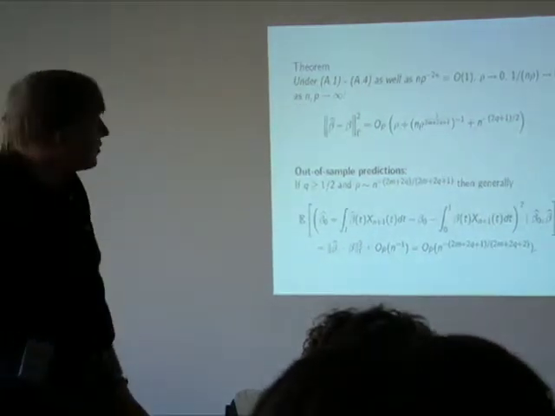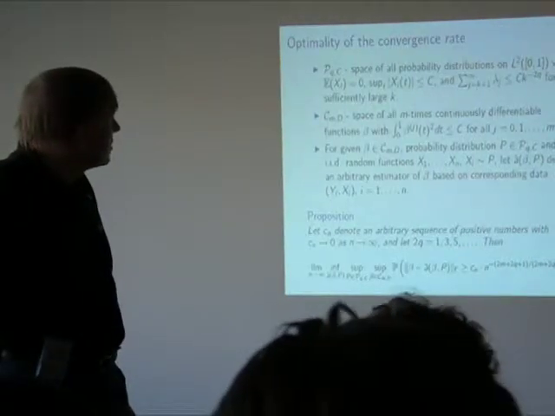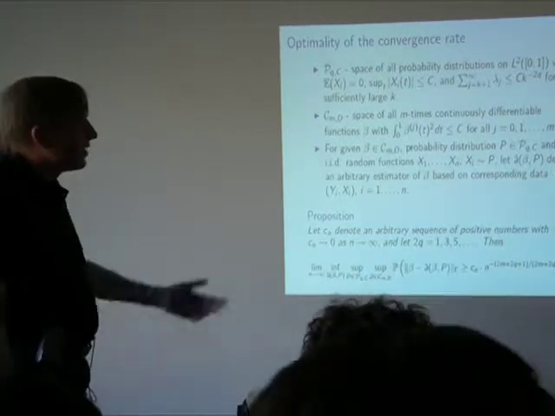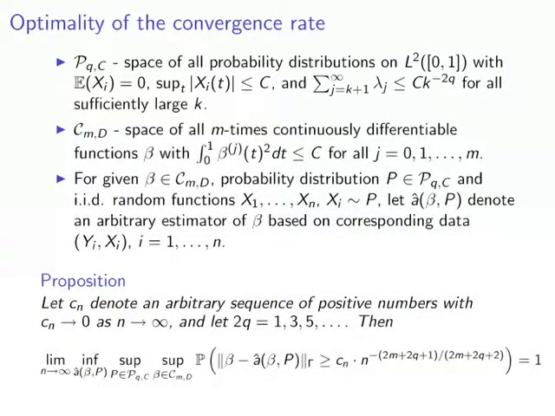And we can also show that this is an optimal rate of convergence. There is no other estimator which can achieve a better rate of convergence. So under some conditions, this is an optimal rate. It's the minimax rate.